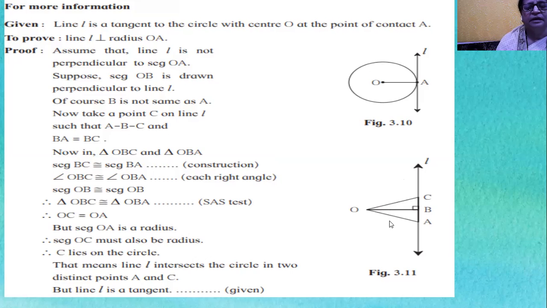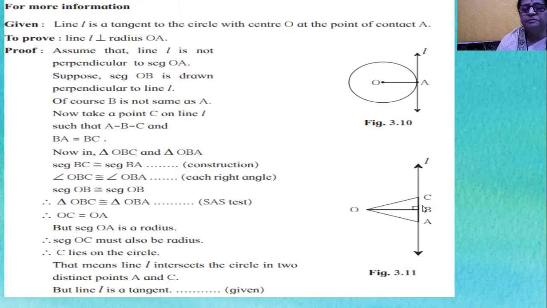Then point A and point B, here we are taking on line L, so that you will observe that B is in between A and C. Therefore, AB is equal to BC. Then with this, two triangles are formed. One is OBC and another one is OBA. These two triangles are formed here.